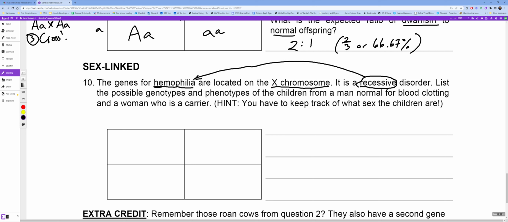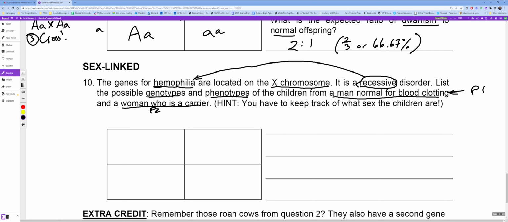Hemophilia is recessive. Okay. List the possible genotypes and phenotypes of the children from a man normal for blood clotting. So this is a parent right here. Man normal for blood clotting. This is parent 1. And a woman who is a carrier. This is parent 2. I just put a P2 right there.